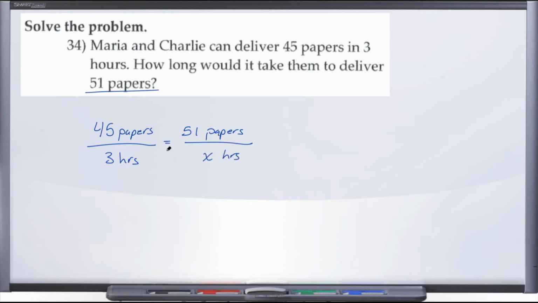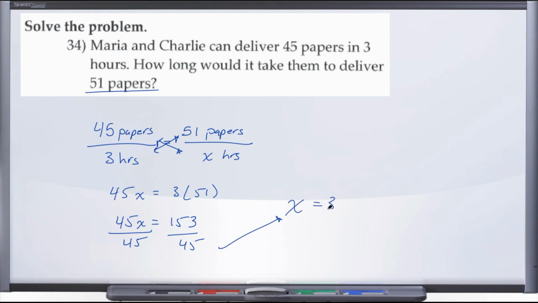And then now that we have a proportion, we can go ahead and cross multiply, right? So we have 45 times X. So 45X equals 3 times 51. So that's 45X equals 153. We want to solve for X, so let's divide by 45, divide by 45, and we end up with X equals 3.4, and we were dealing in hours, so hours.